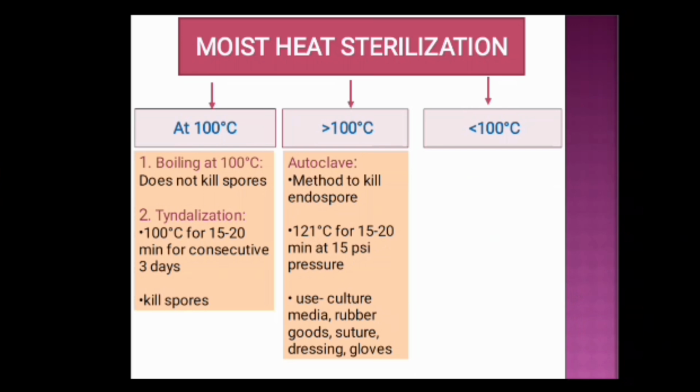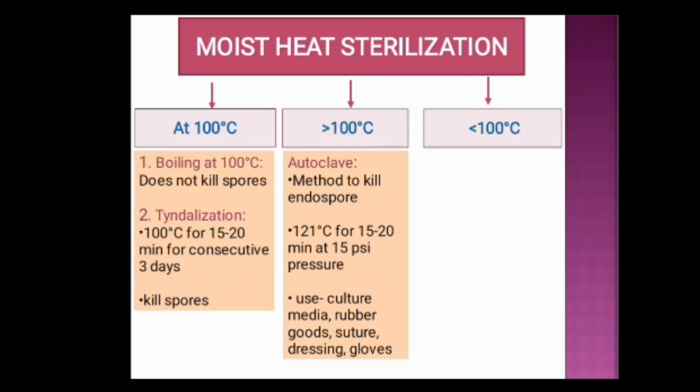And the use of this autoclave is that it is used to sterilize culture media. Although the serum or egg containing culture media are not sterilized by this autoclave, because the serum or egg containing media are destroyed by this high temperature, that is 121 degrees centigrade for 15 to 20 minutes. That's why serum or egg containing media are not sterilized by autoclave. They are sterilized by something else. We will discuss it shortly.